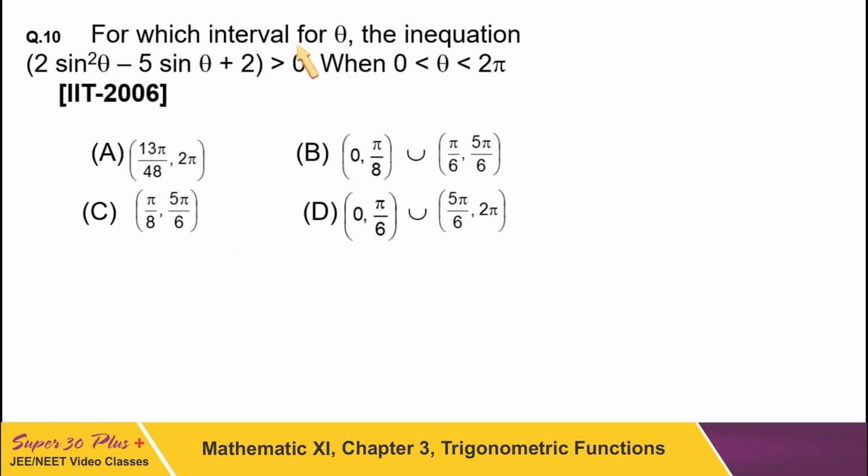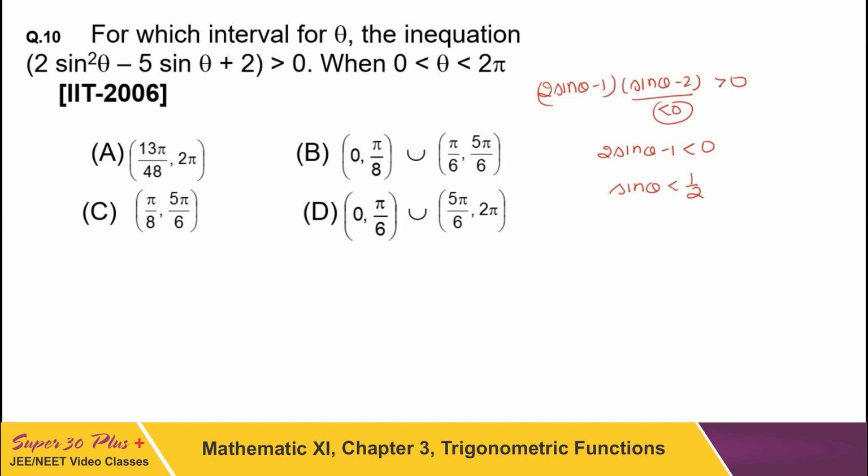For which interval for θ is the inequation 2 sin²θ − 5 sinθ + 2 greater than 0, when θ belongs to 0 to 2π? First of all, we have to simplify this equation, factorize it. It is (2 sinθ − 1)(sinθ − 2) should be greater than 0. As we know, sinθ can never be greater than 2, means sinθ − 2 is always negative. Then 2 sinθ − 1 should be less than 0. Then this product is greater than 0, means 2 sinθ − 1 less than 0 will be our answer. Simplify it. It is sinθ less than half.